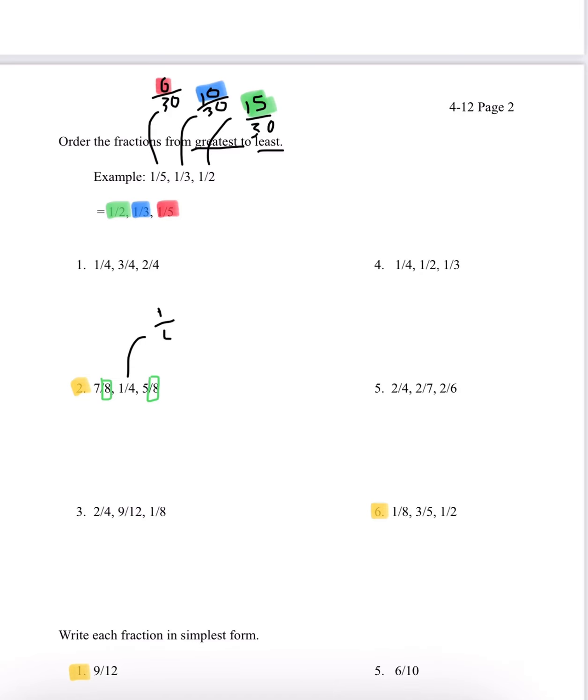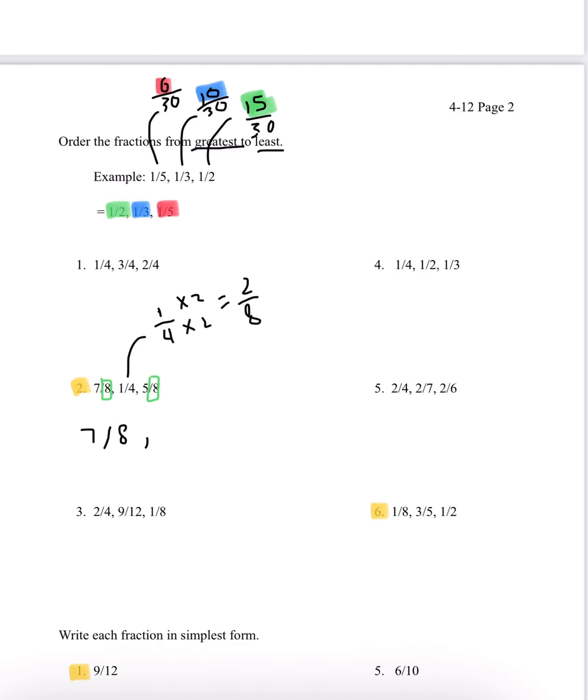4 can go into 8 2 times, so we're going to multiply the top and bottom by 2. 2 times 1 is 2, and 4 times 2 is 8. So we have 7 over 8, 2 over 8, and 5 over 8. We know that 7 is greater than 5 or 2, so 7 over 8 is our first one.